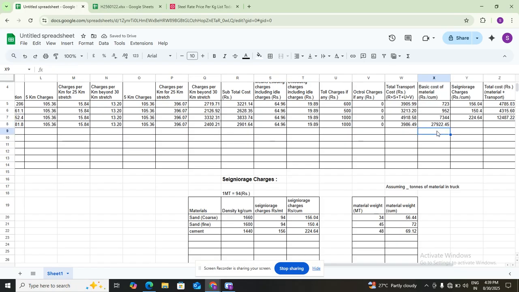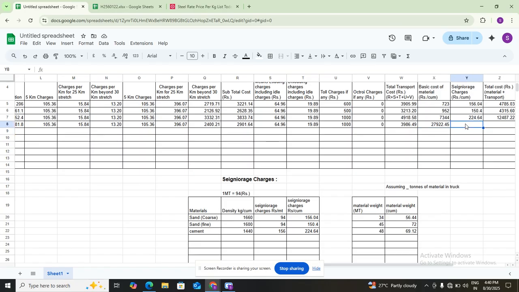This is per metric ton, per cubic meter. Okay, rupees per cubic meter, 27,922 rupees approximately. Per cubic meter I'm calculating, converted from metric ton into cubic meter.